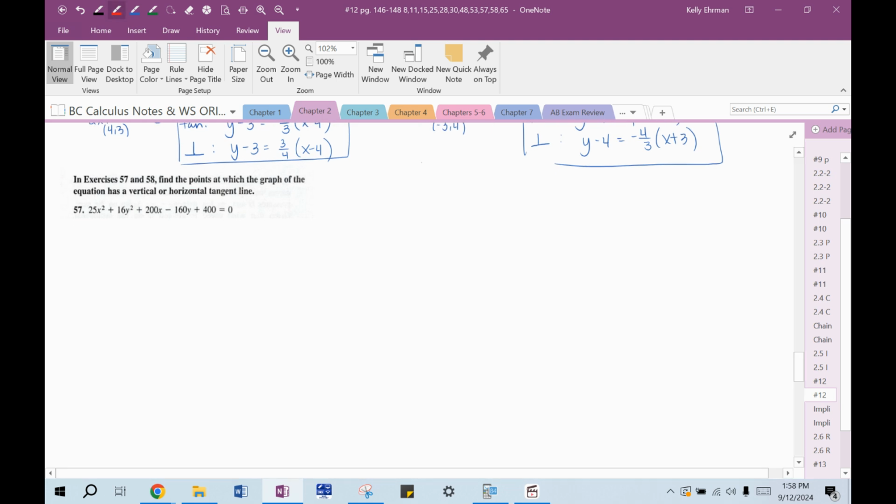All right. Find the points at which the graph has vertical or horizontal tangent line. This is a pretty common question, maybe not with this particular function. This is a conic of some sort, right? Probably an ellipse. Yeah, because the two squareds are positive. This is an ellipse. We could do all that fun complete the square stuff and just graph it and figure it out, but I'm going to do calculus instead.